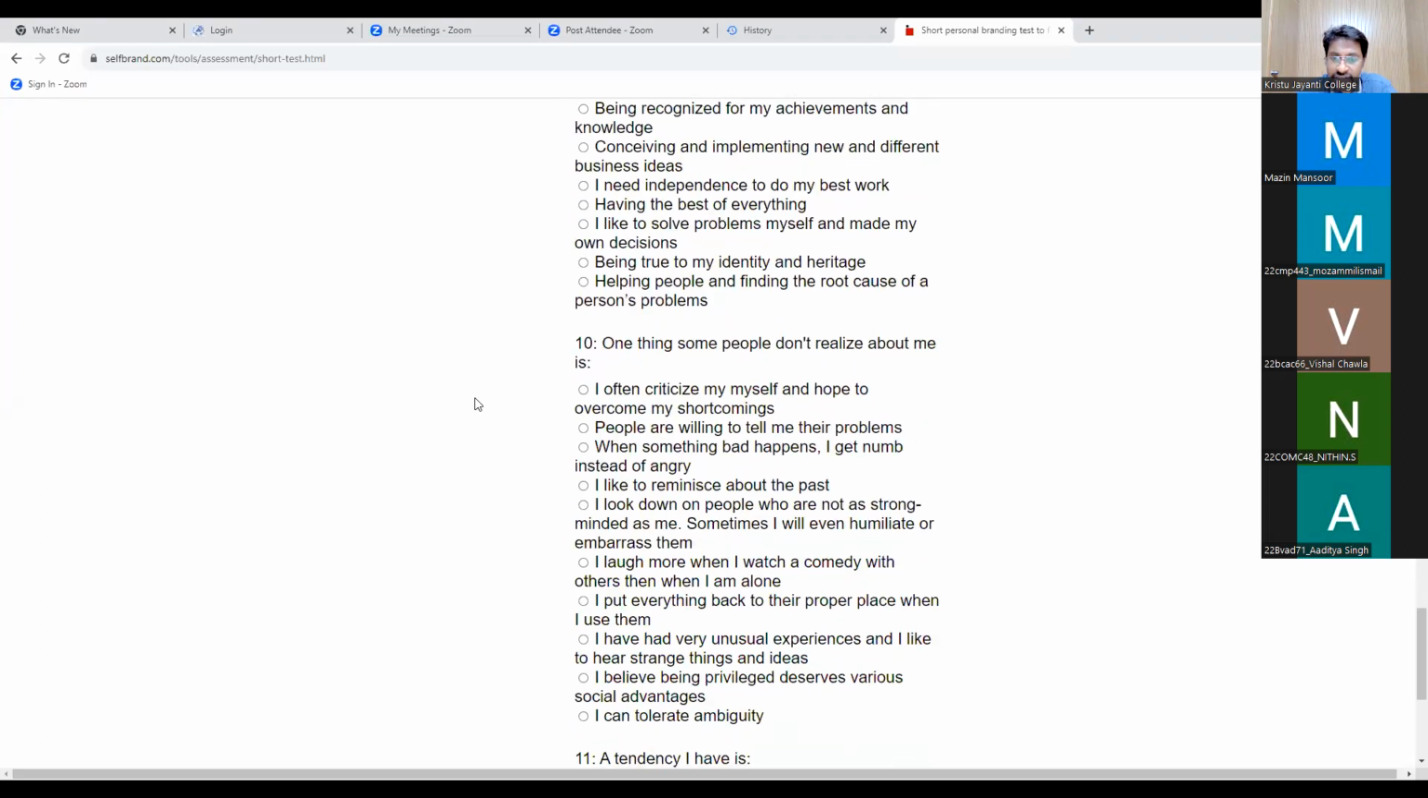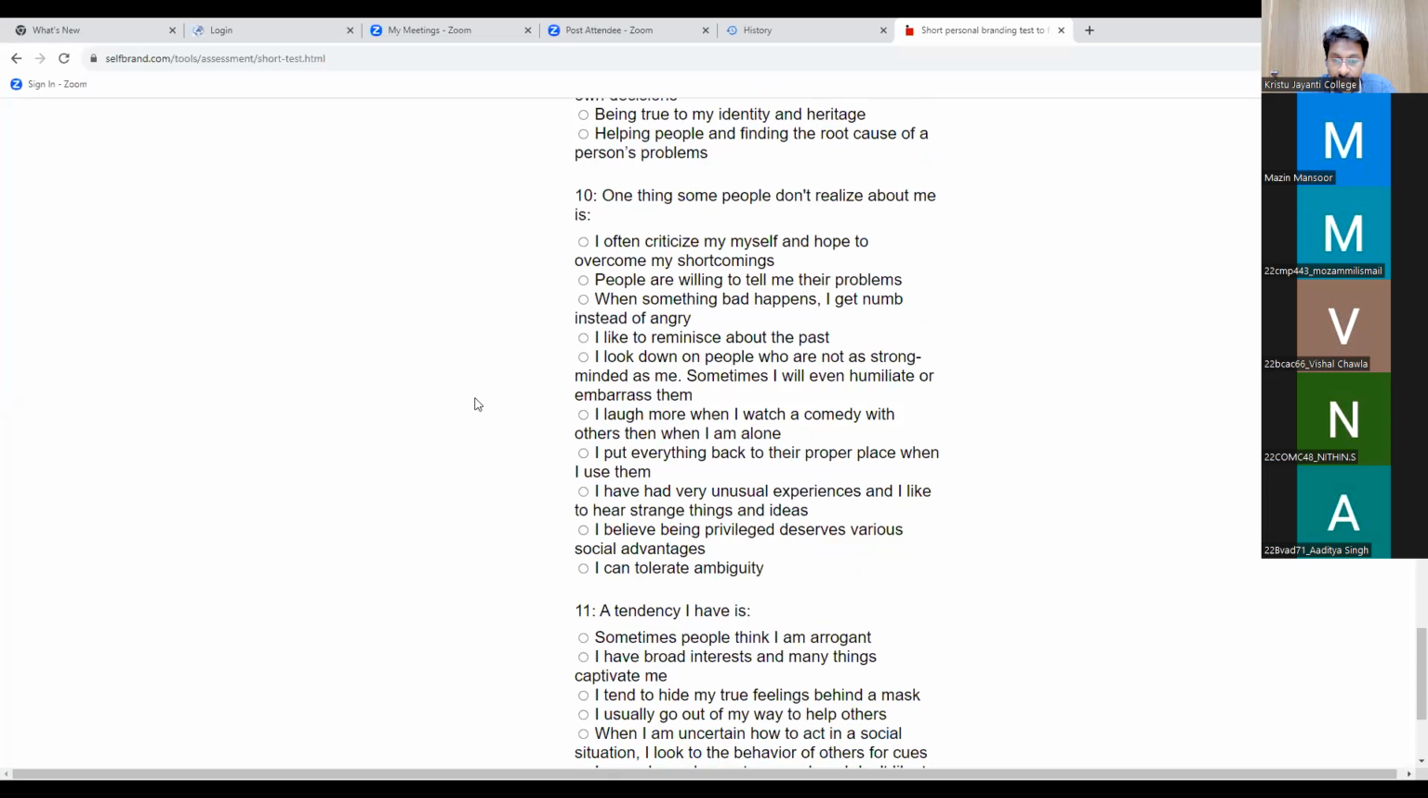Tenth one. One thing some people don't realize about me is I often criticize myself and hope to overcome my shortcomings. People are willing to tell me their problems. When something bad happens, I get numb instead of angry. I like to reminisce about the past. I look down on people who are not as strong-minded as me. Sometimes I will even humiliate or embarrass them. I laugh more when I watch a comedy with others than when I'm alone.